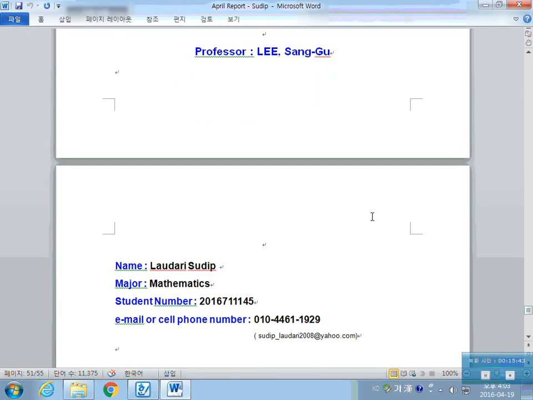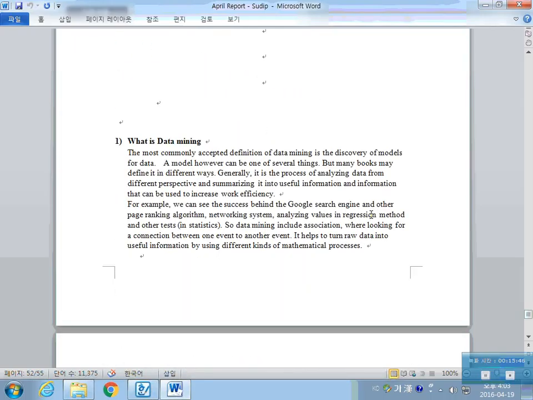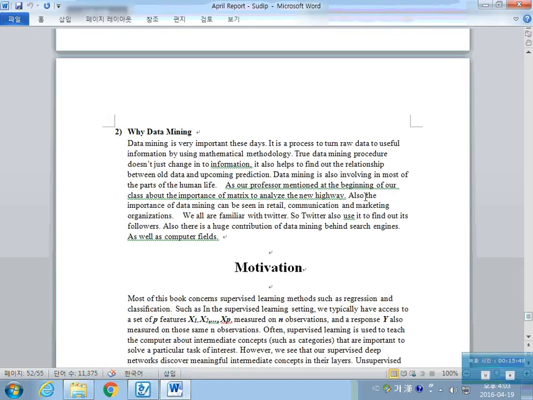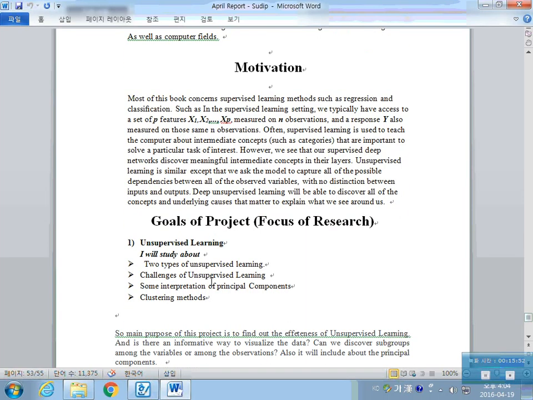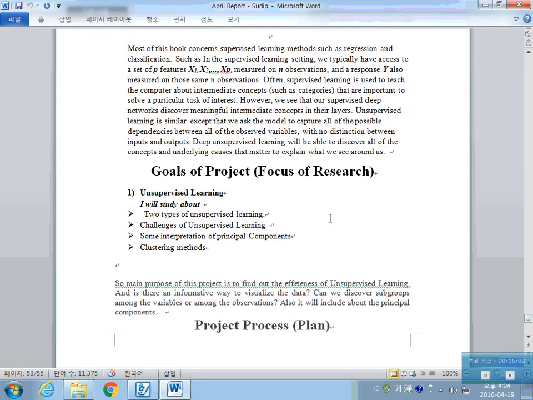So my project proposal is that I tried to write something about data mining and motivation. I tried to find out something about unsupervised learning. We are all familiar with supervised learning, so my project is going to focus on unsupervised learning, the two types of unsupervised learning, what the challenges are, and how we can visualize the data in unsupervised learning. That is the main thing I'm trying to find out.